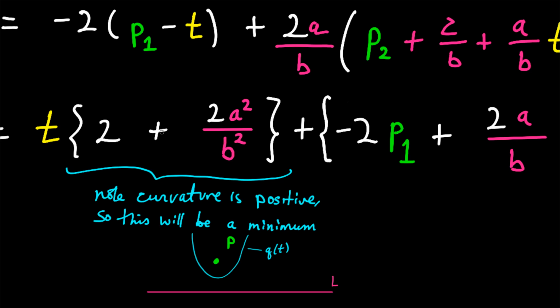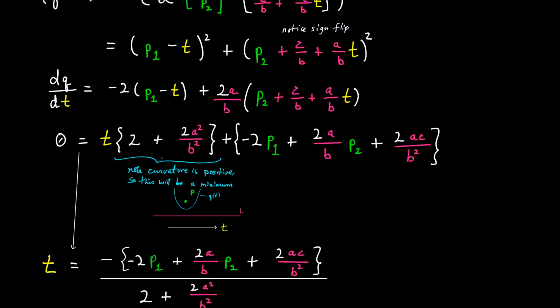Which means that this is a function that curves upwards. That's what positive curvature means. That's the second derivative, positive curvature. So if we differentiate this again, we're just going to get whatever is on top of the blue brace. That's what we're going to get as the second derivative.